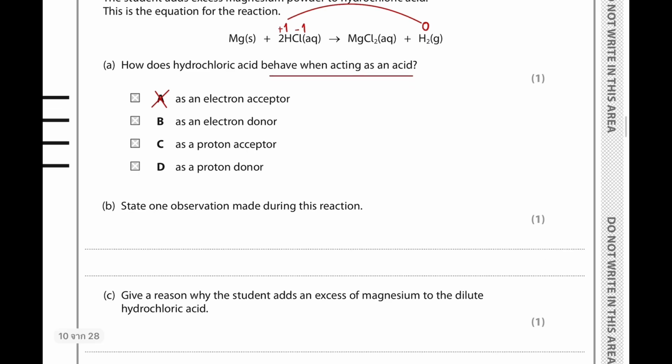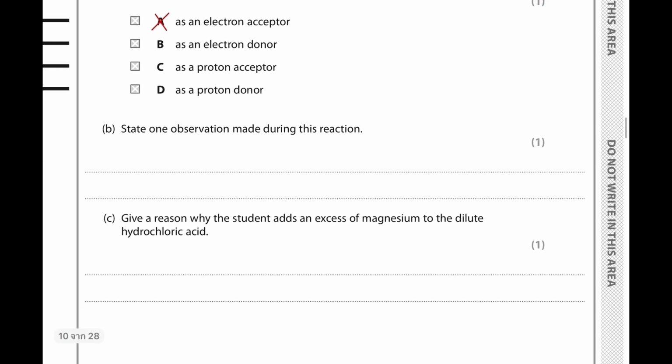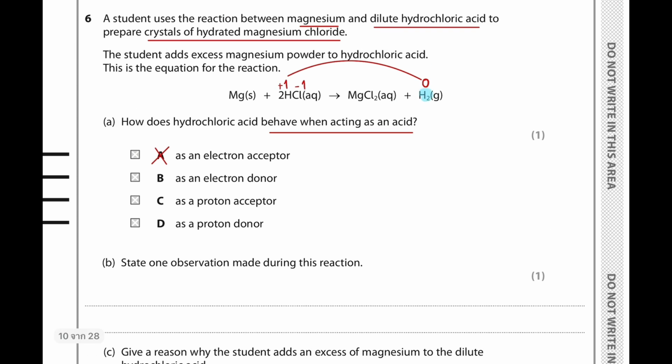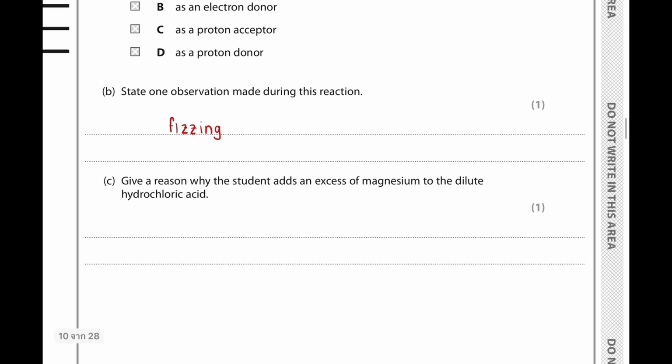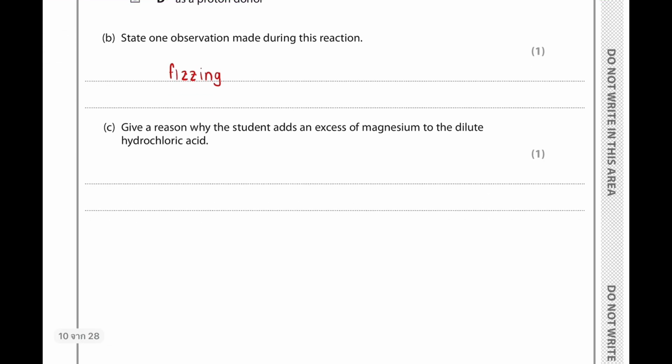Okay, then question B. State one observation made during this reaction. Since there is hydrogen gas here, it is fizzing. Question C. Give a reason why the student adds an excess of magnesium to the dilute hydrochloric acid. In order to make the reaction go to completion.